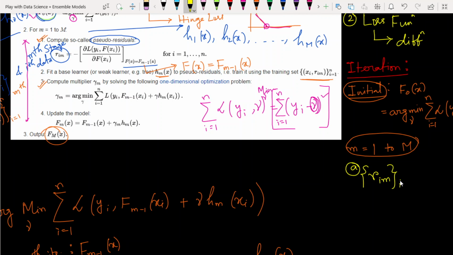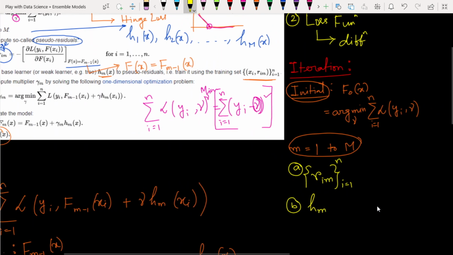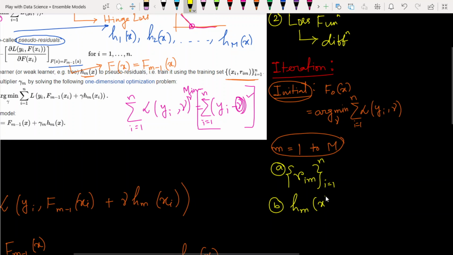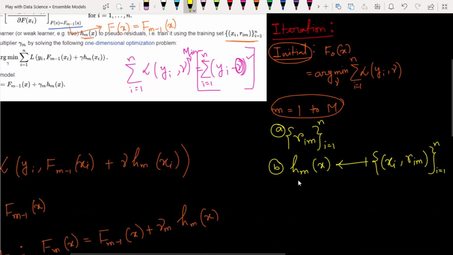For i equals 1 to n, we have to calculate this r_im. In the second substage, we have to build our base learner model h_m(x) by using these data sets, x_i and r_im, where i is coming from 1 to n. This is the second substage.